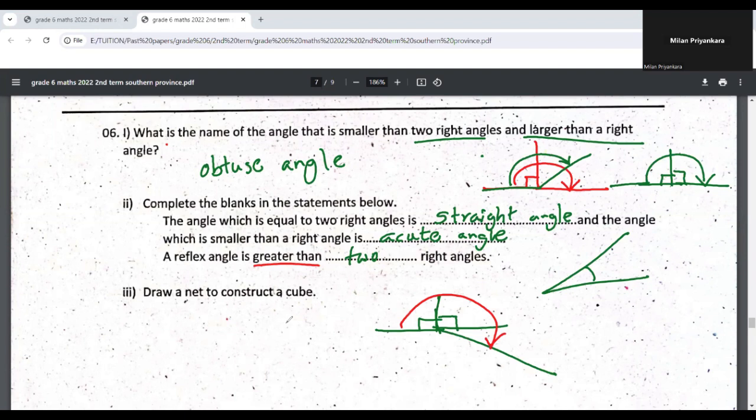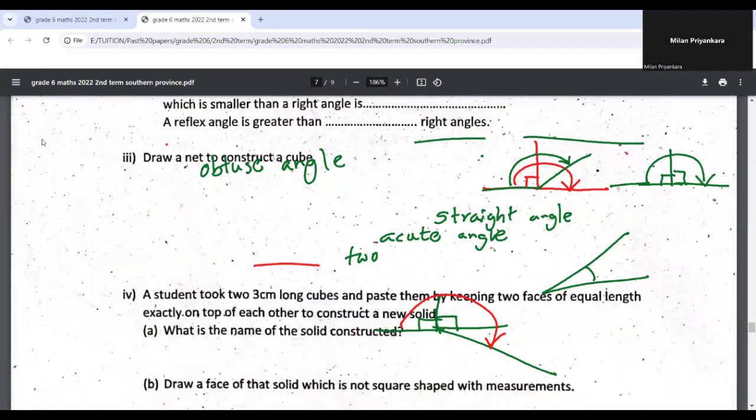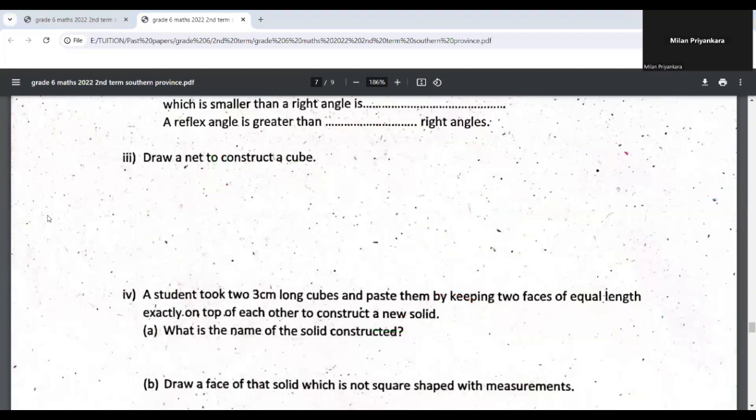Draw a net to construct a cube. So it is something like this. You need to draw the net of a cube. The net of a cube will be something like this. You need six squares here, right? That will be something like this.